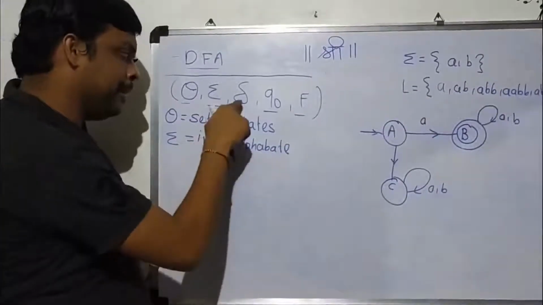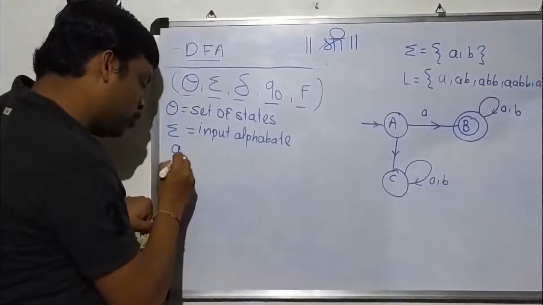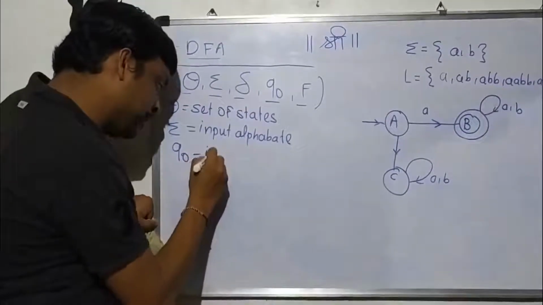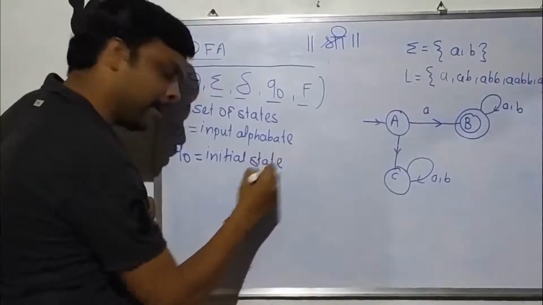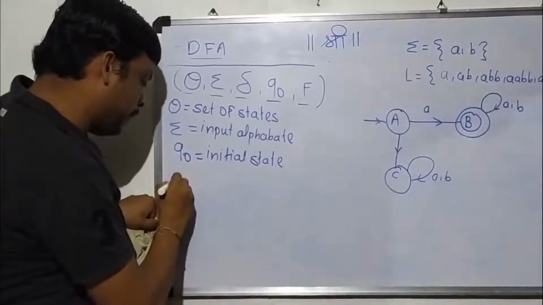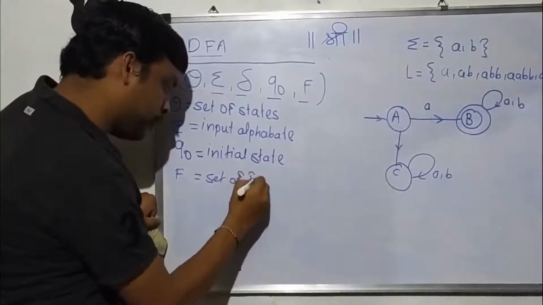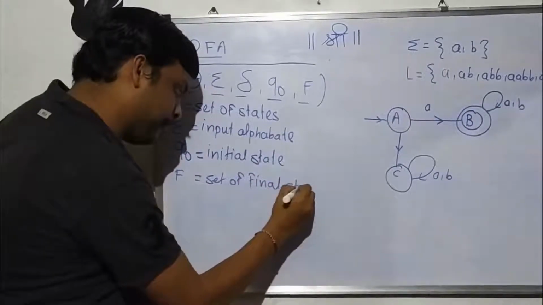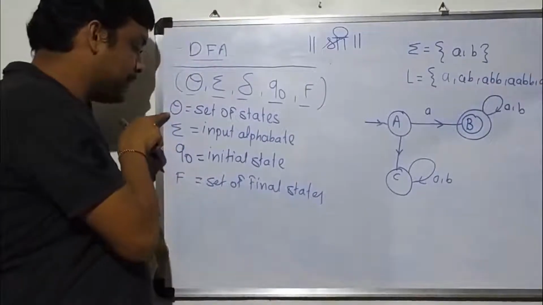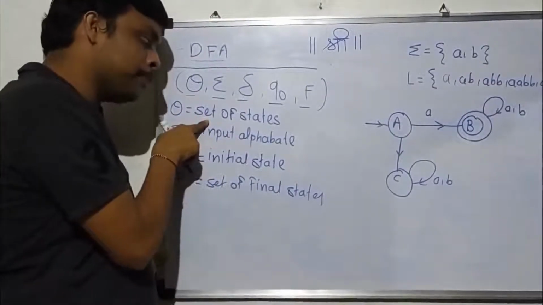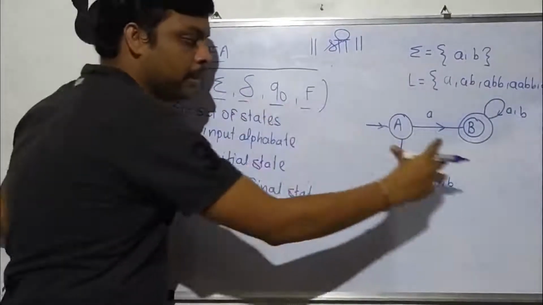Delta we'll discuss later on. Before that we'll just discuss Q0. So Q0 denotes the initial state. And F denotes the set of final states. Now, initially I said Q will represent the set of states.